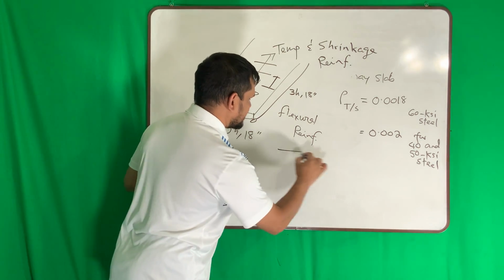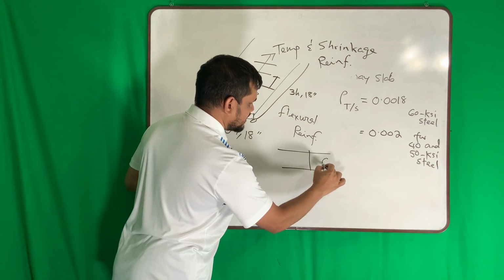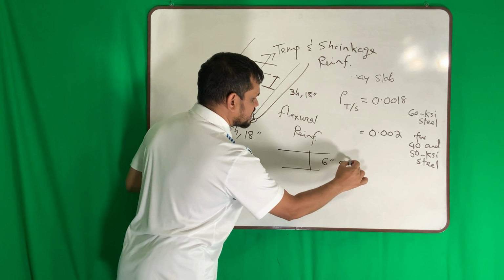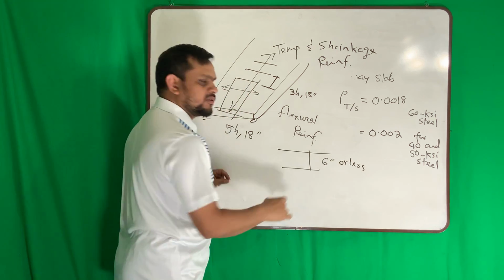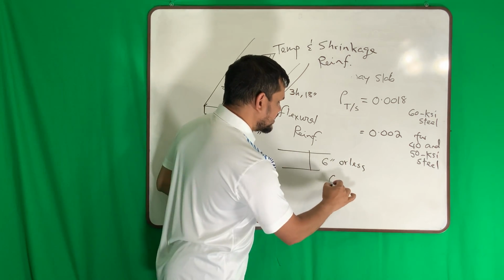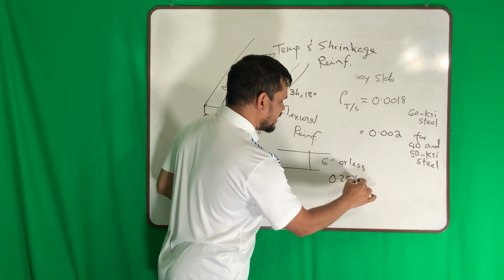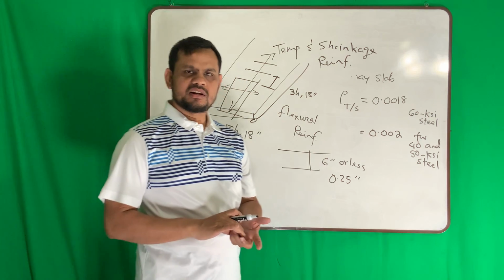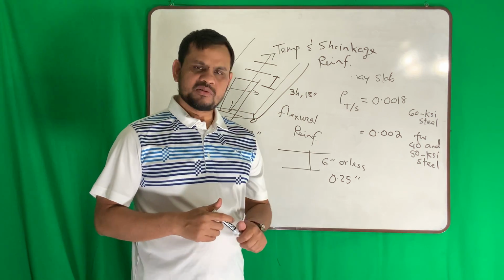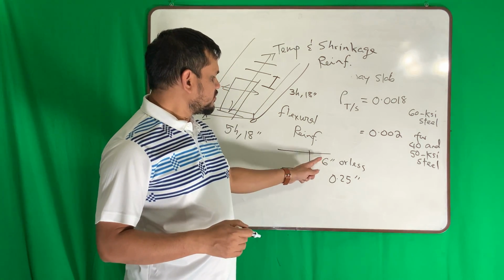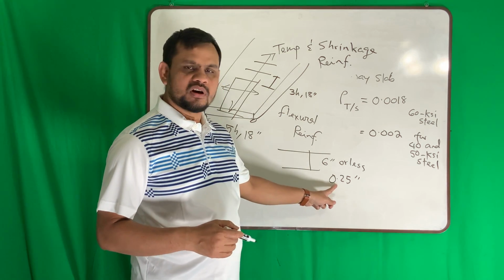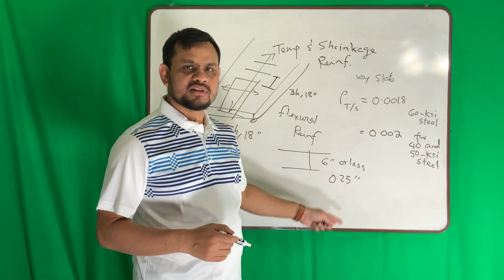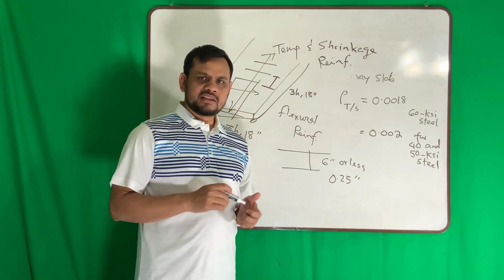If your slab thickness is say 6 inch or less, round the slab thickness to 0.25 inch. It is not a requirement, but it's a practical consideration. If it is more than 6 inch, round off to 0.5 inch. Okay, that is the other item.